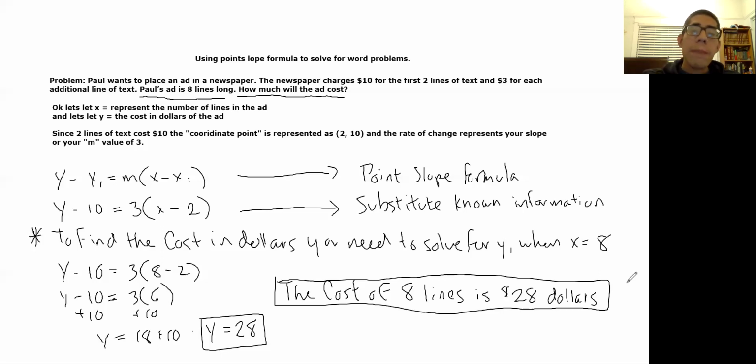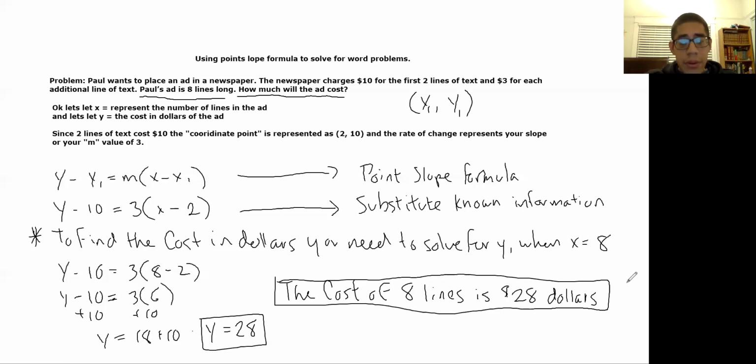Remember, your coordinate point is represented by X and Y as well. I know this can be kind of confusing, so I'm going to label these my X1 and Y1. Your X1 and Y1 in this case are referring specifically to how much everything will be charged for.